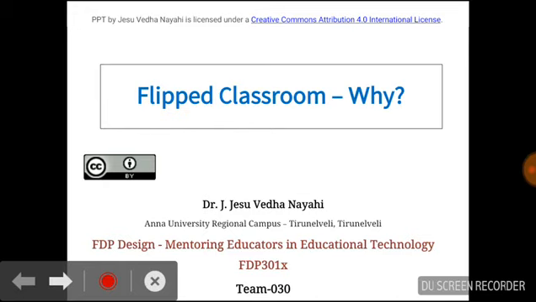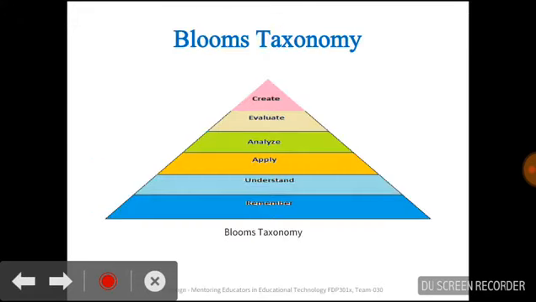This video is created as part of the FDP design activity for the FDP 301X Mentoring Educators in Education Technology conducted by IIT Bombay. In this video, you will be learning the limitations of traditional classroom and the need for flipped classroom. To start with, we will see the Bloom's taxonomy that defines the hierarchy of learning objectives.